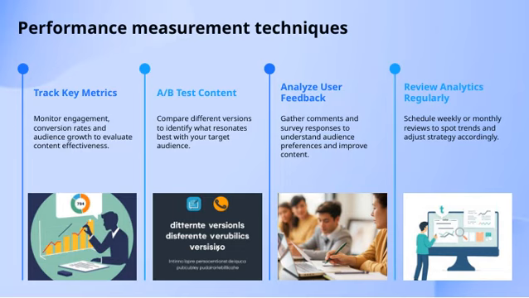Let's dive into some key performance measurement techniques that can really help us optimize our content strategy. First, tracking key metrics is essential. By monitoring engagement, conversion rates, and audience growth, we can get a clear picture of how effective our content truly is and where we might need to make adjustments.